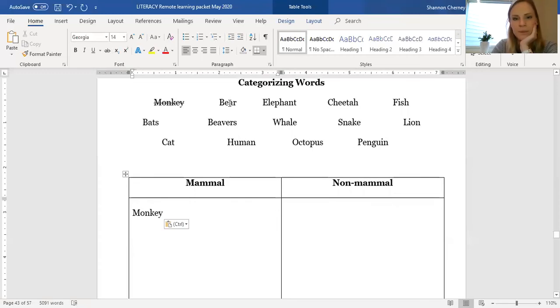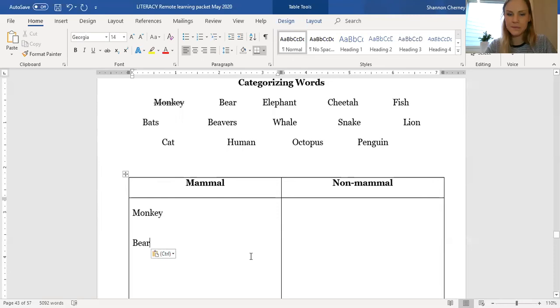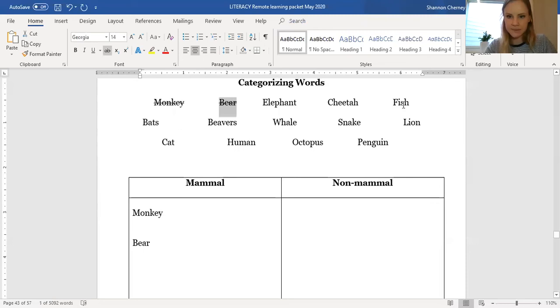Bear. Does a bear lay eggs? Say no way, no way. And does a bear have fur or hair? Yes. So we can take bear and put bear in our mammal category. Let's try another one. Let's go all the way. Oh, got to cross out bear. Let's go all the way over here.